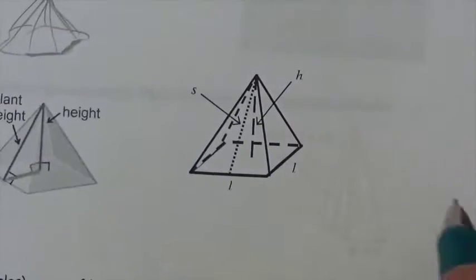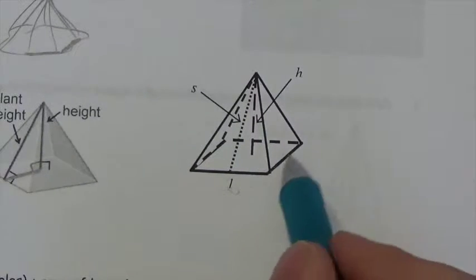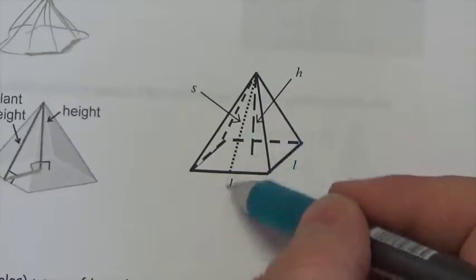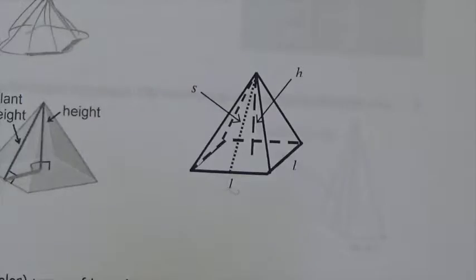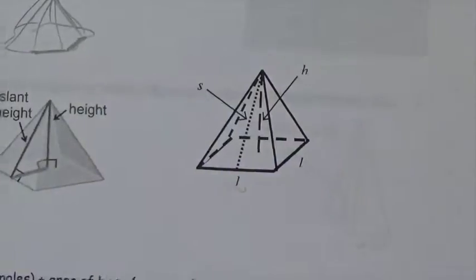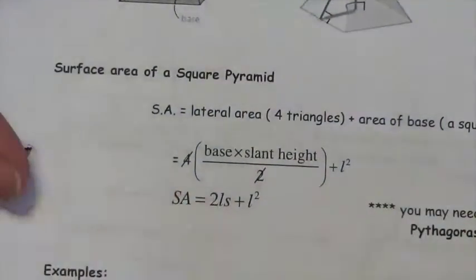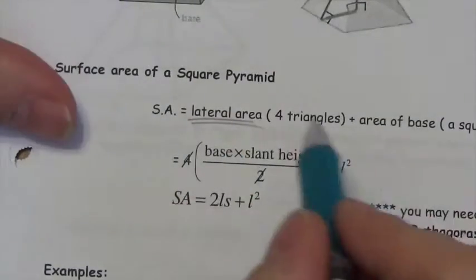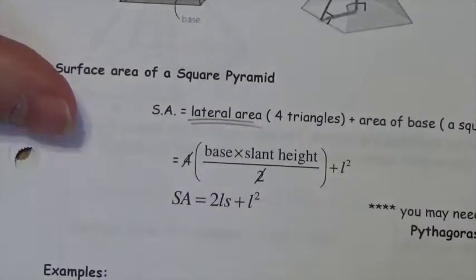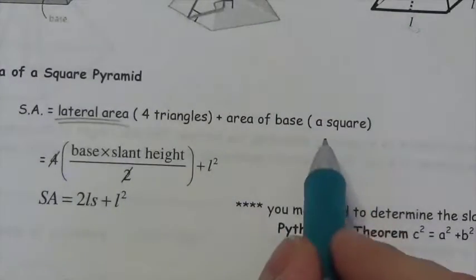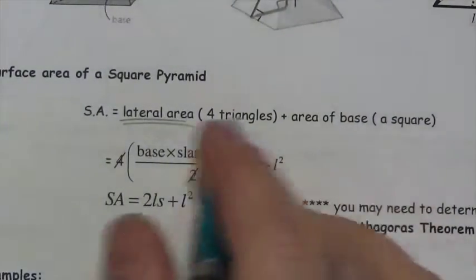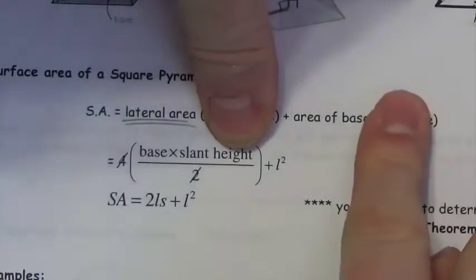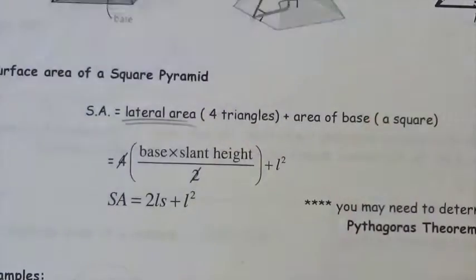Another way you're going to see that written is L for the length of the sides, H for the height of the pyramid, and S to represent the slant height of the side of the pyramid, the triangle. That gets us this equation for the surface area of a square pyramid. You're going to get the lateral area, the sides, and then we add the area of the base. In this case it's a square, but it doesn't have to be. This idea of lateral area plus area of the base works for any pyramid.